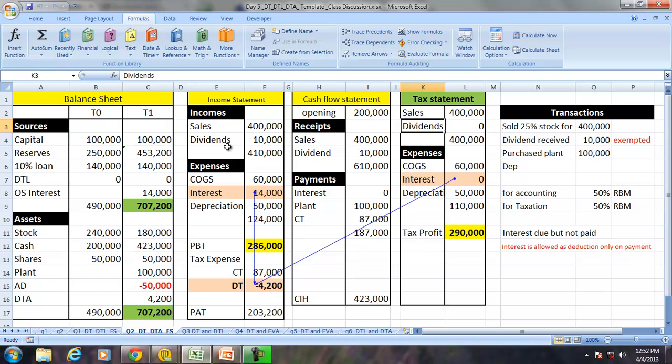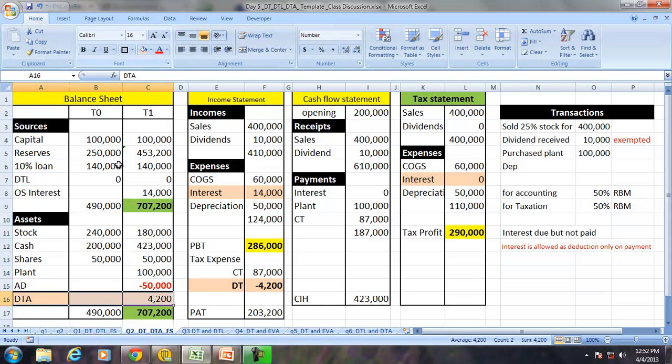So deferred tax is the tax effect of the timing difference, and if the deferred tax is positive, that appears as a deferred tax liability, but if deferred tax is negative, then it will appear on the asset side as a deferred tax asset.